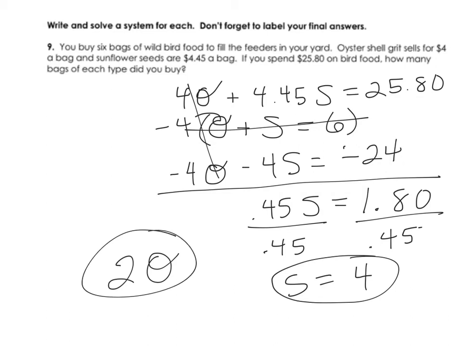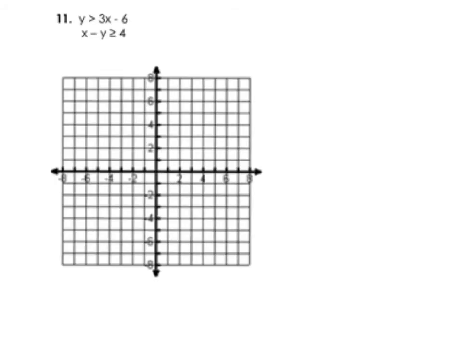Alright, let's take a look at number 11. Number 11, the first equation is already set up for us in slope-intercept form. I'd go down to negative 6, and then I'm going to go up 3 over 1. 1, 2, 3 over 1. And looking at this line, we should have a dashed line.